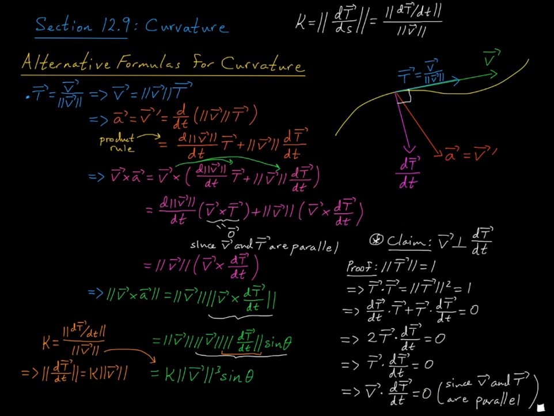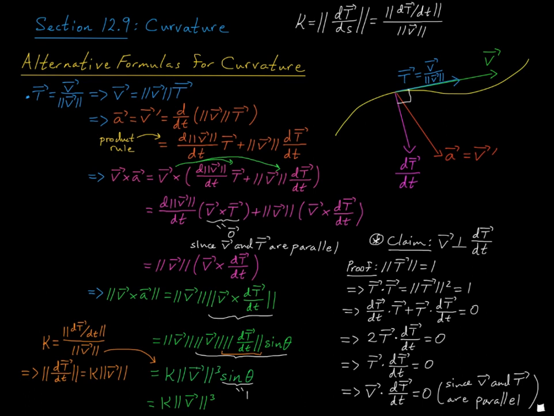Okay, so that implies, as we just noted, the angle between our green velocity vector and this purple derivative vector is 90 degrees. They're orthogonal, and so the sine of theta is in fact 1. So this simplifies to just kappa times the magnitude of v cubed.